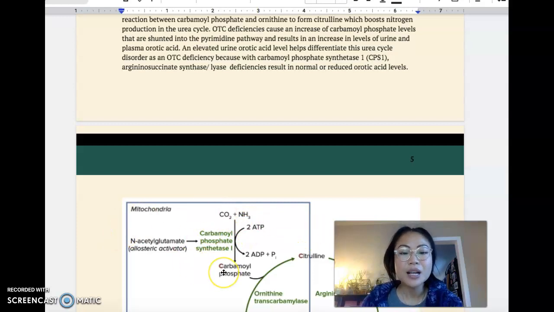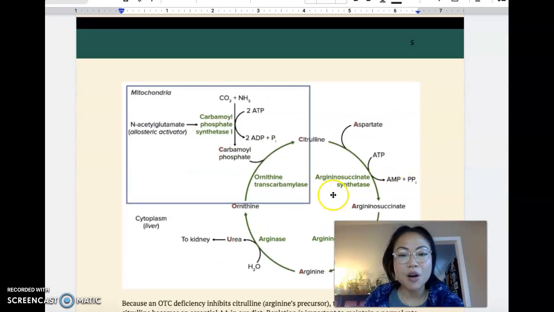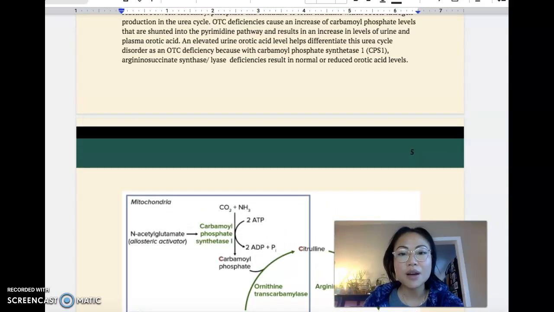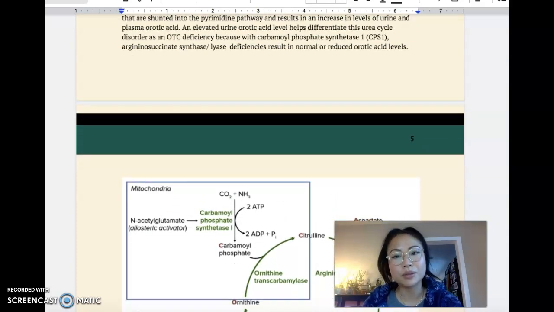So when we see another lab test that says that the baby also has an increase in orotic acid urine levels, that will tell us that it is specifically ornithine transcarbamylase deficiency, because all the other enzymes such as argininosuccinate synthetase or argininosuccinase deficiencies actually result in either a reduced orotic acid level or normal.